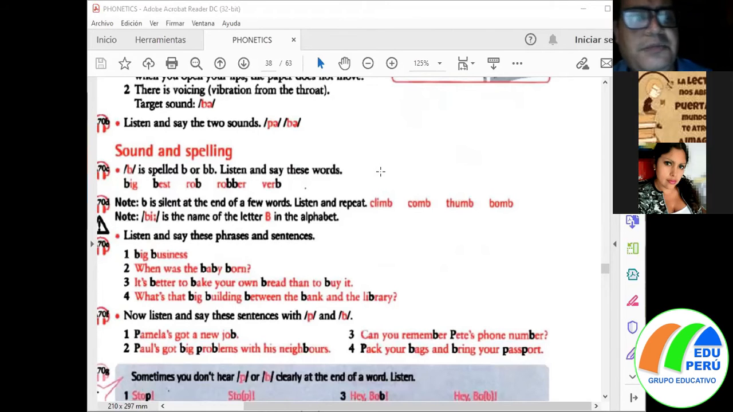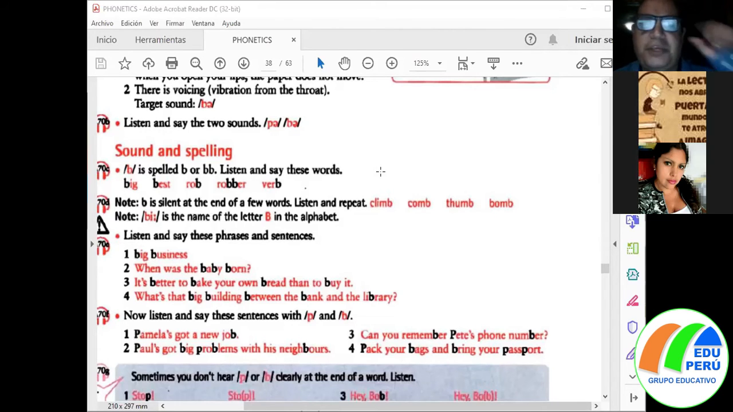Note, B is silent at the end of a few words. Listen and repeat. Climb, and notice ba is not pronounced. The letter B is not pronounced. Climb, come, thumb, bum. All of these words finish in the sound m. Climb, come, thumb, bum. No ba. You don't pronounce the letter B.